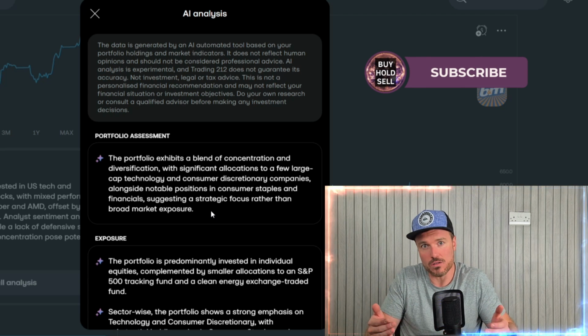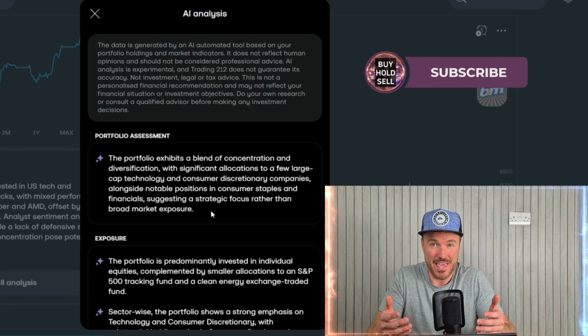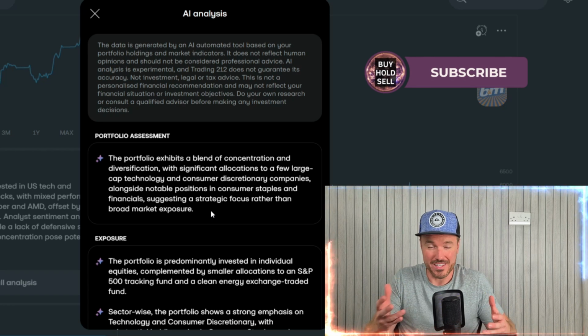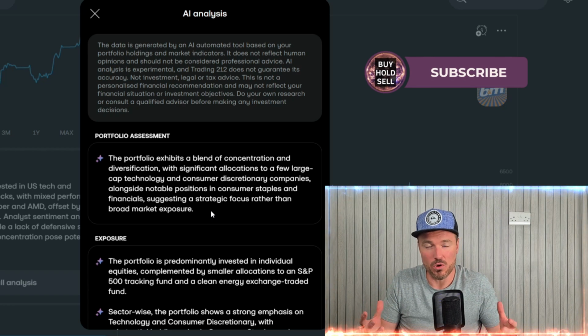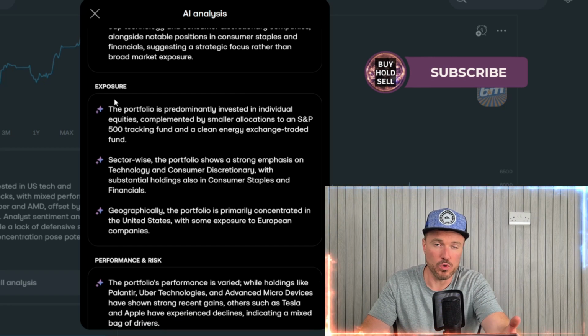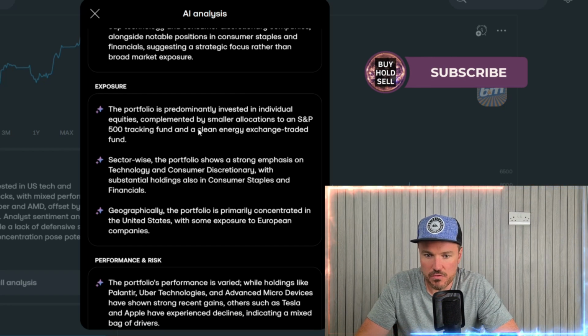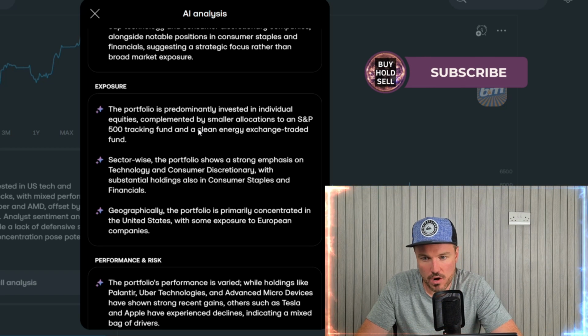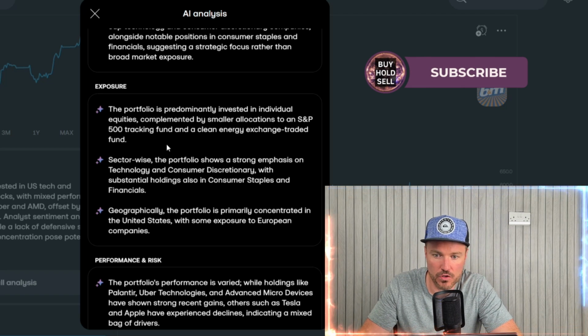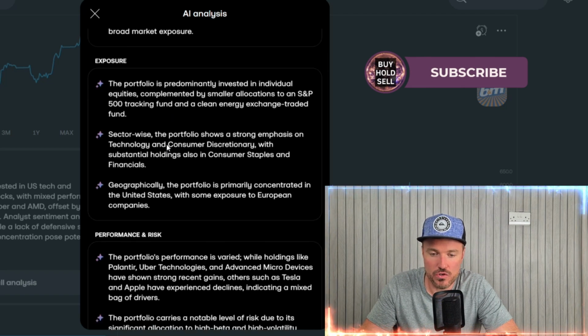But there is McDonald's, there is B&M, there is even the S&P tracker, for example, Walt Disney. Dividend plays, a bit more safer. We go down here, this talks about the exposure. This gives you an idea of where your portfolio sits. The portfolio is predominantly invested in individual equities, complemented by smaller allocations in an S&P 500 tracker fund and a clean energy exchange traded fund.